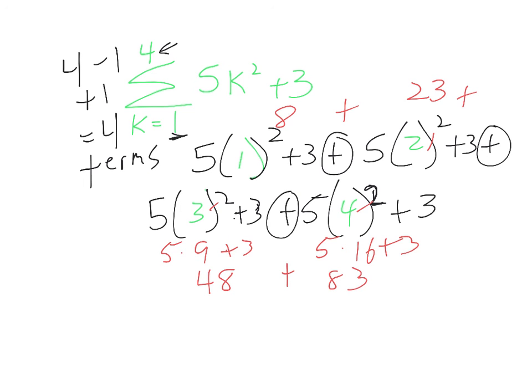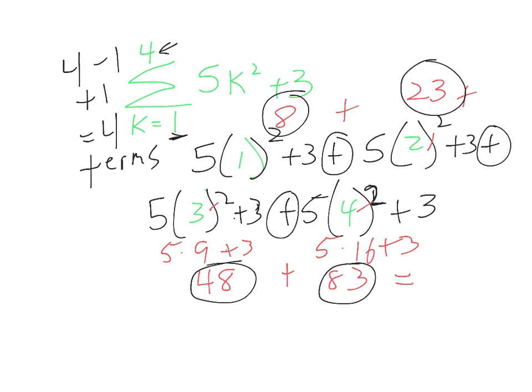Okay, so we're going to add up all of those numbers. So 8 plus 23 plus 48 plus 83. And if you notice, look how many red numbers I have here. Those are the final values, so let me circle those. We got a 48, we got an 83, we got a 23, we got an 8. 4 terms like we said we were supposed to get. Now if we add up all of those, you get 162. And that's your final answer.